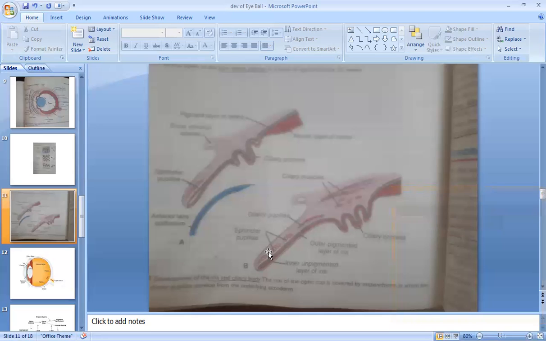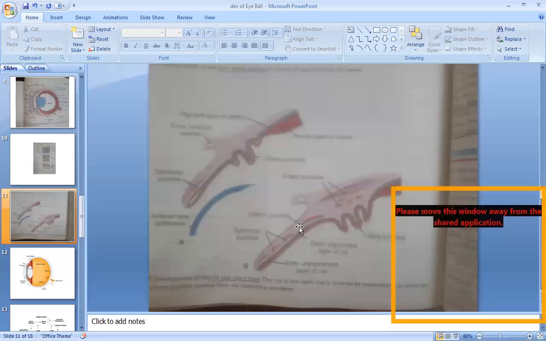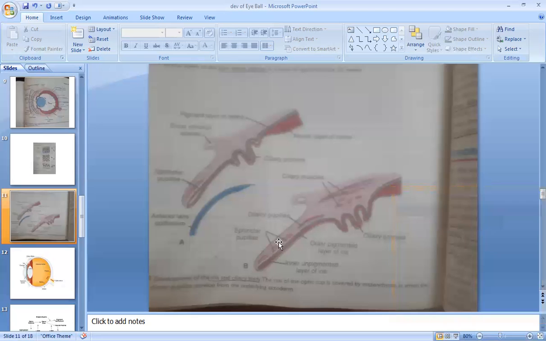Similarly, the intrinsic muscles, called sphincter pupillae and dilator pupillae, develop in the loose mesenchymal tissue very near to the inner unpigmented layer of the iris. And these are responsible for the change in the size of the pupil. The dilator pupillae will dilate the pupil, and the sphincter pupillae will constrict it. So these muscles are actually loose mesenchymal tissue outside the eyeball, and they are responsible for the size of the pupil.